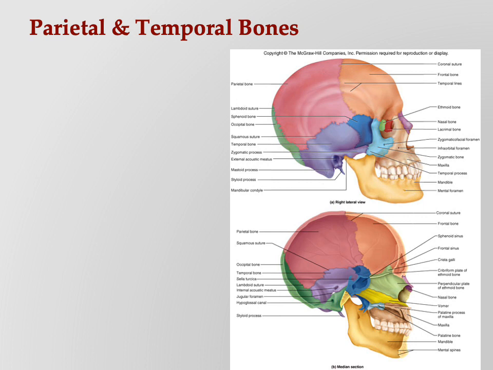Okay, let's look at the parietal and the temporal bones. Parietal, the root word means wall. So the parietal bones form the walls on the side of your head, the sides and the roof of the cranial cavity.